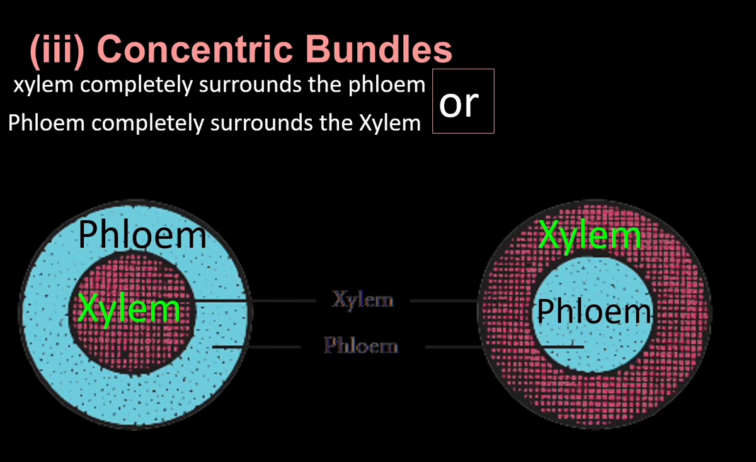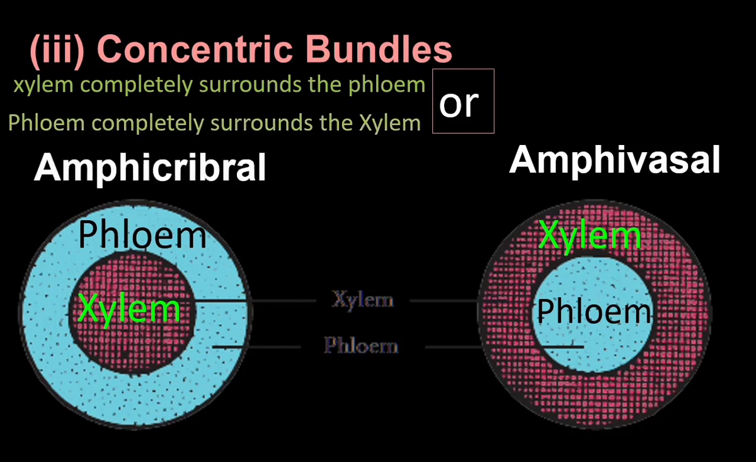If xylem completely surrounds the phloem, the type of vascular bundle is amphivasal. If the phloem completely surrounds the xylem, the vascular bundle is amphicribal. Amphicribal and amphivasal vascular bundles are the two types of concentric vascular bundles. The example for amphivasal vascular bundle is Dracaena. Fern plants are the examples of amphicribal vascular bundles.